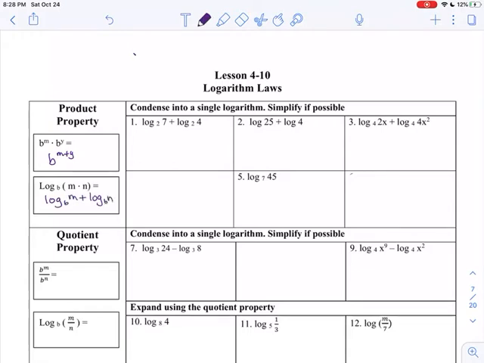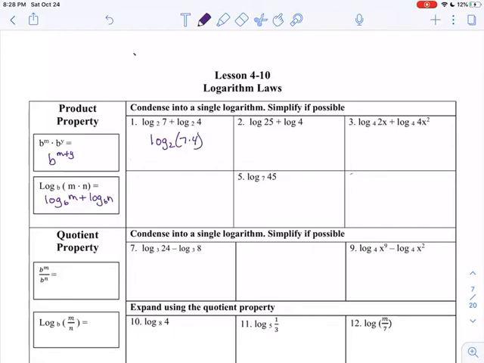Well, exponents and logs are related. If I have log base b of m times n, I can separate them and make it log base b of m plus log base b of n. Okay, so let's look at a few examples right here.